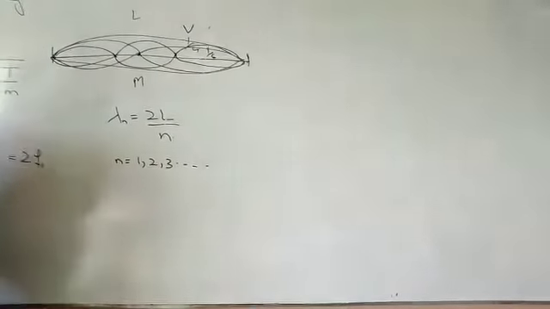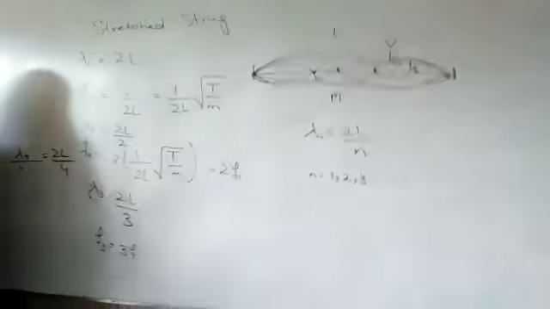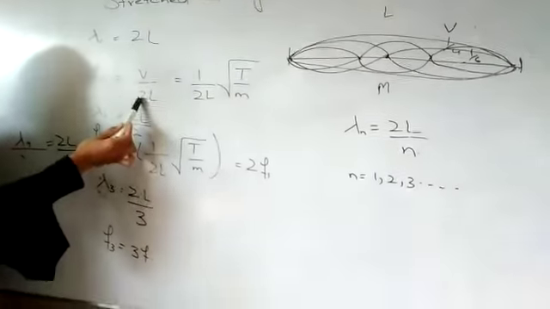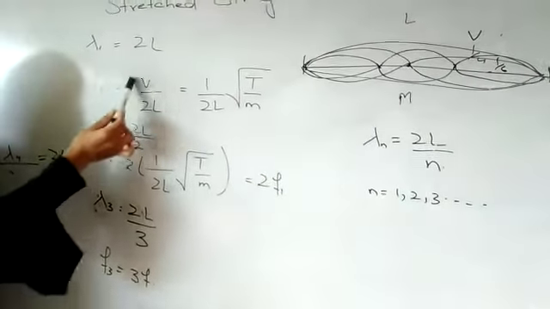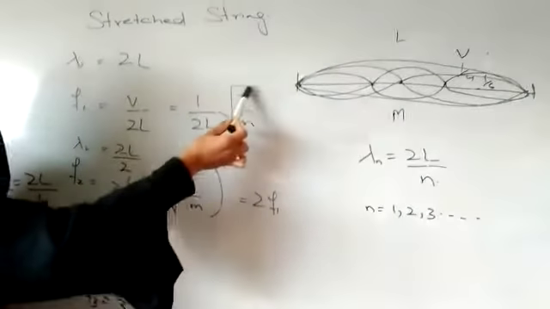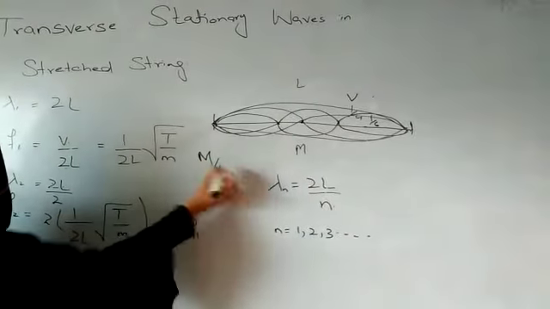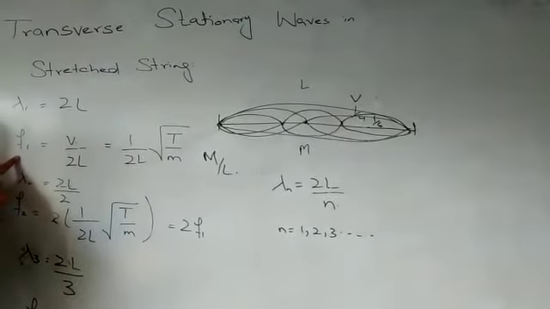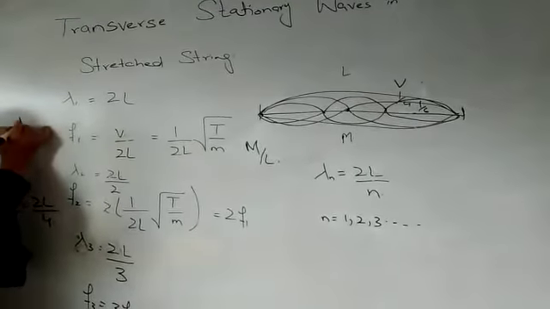Now we get the expression of the frequency. Initially the first frequency we find is equal to v divided by 2L. By putting the value of v for a transverse wave, we know that v, the speed of the wave, is equal to the square root of T divided by m, where T is the tension in the string and m is the mass per unit length. So we get this frequency of the string when we pluck at the center point, and we call that frequency the fundamental frequency.